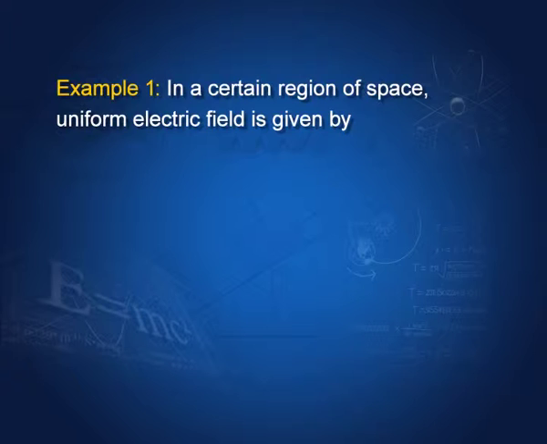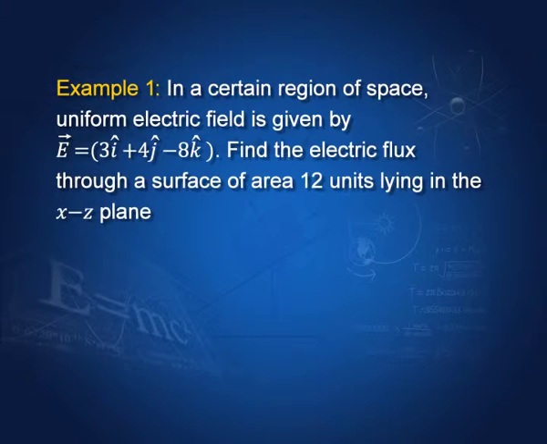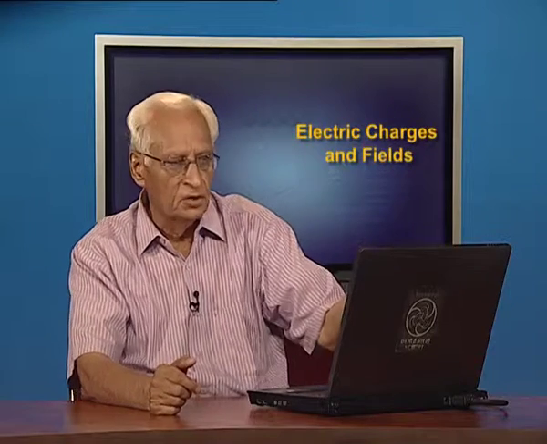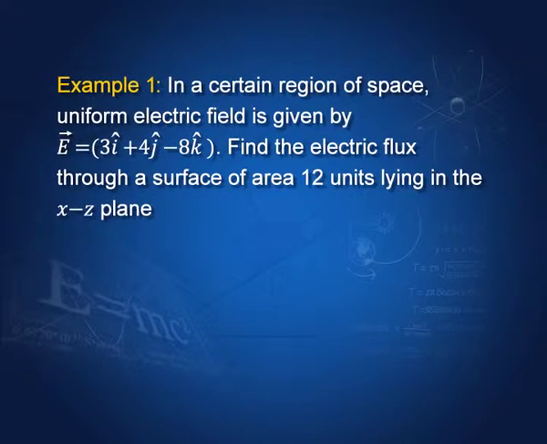Example 1. In a certain region of space, uniform electric field is given by E equal to 3 i cap plus 4 j cap minus 8 k cap. I think you remember that i cap, j cap, k cap are unit vectors in the x, y and z directions respectively. Find the electric flux through a surface of area 12 units lying in the x z plane.